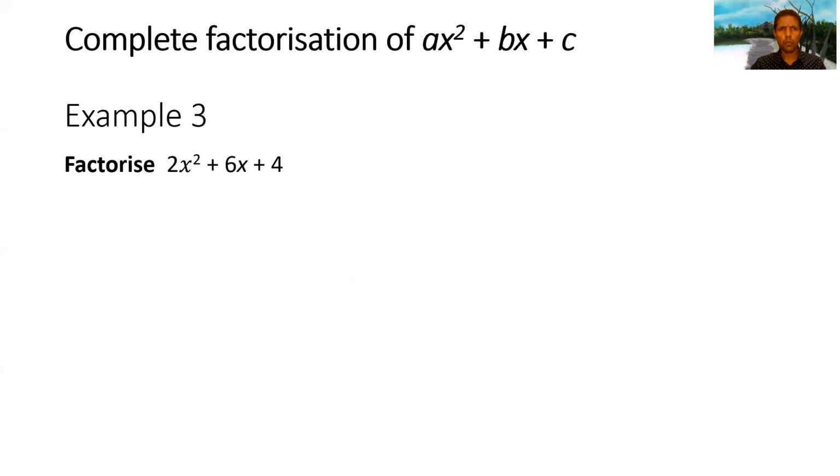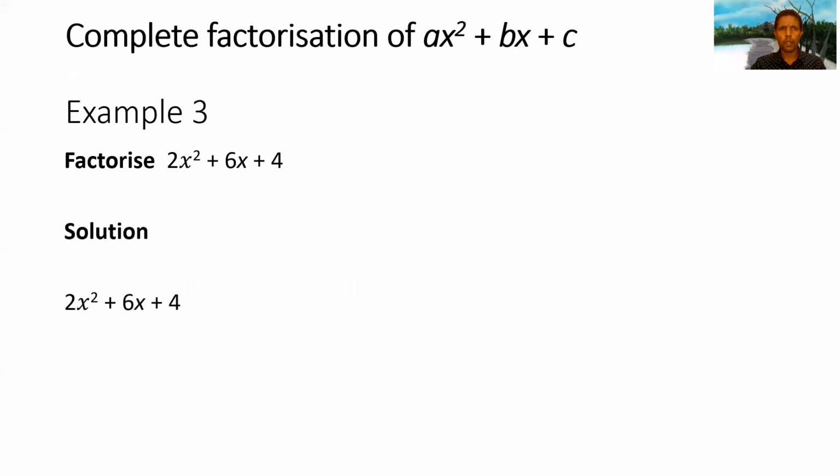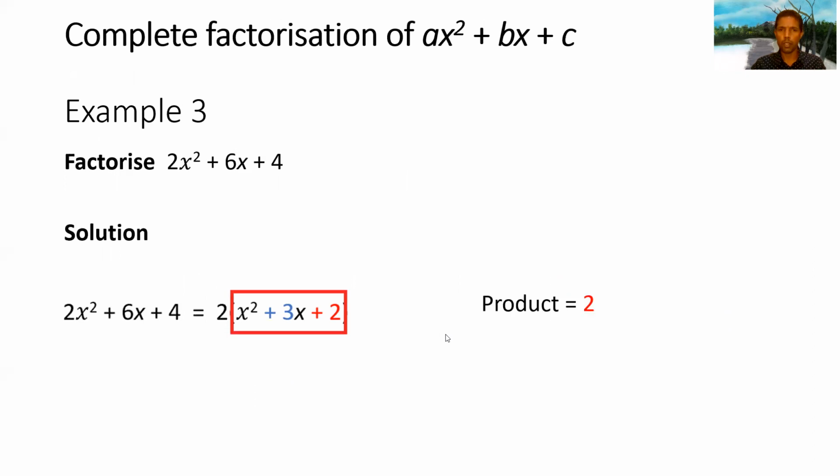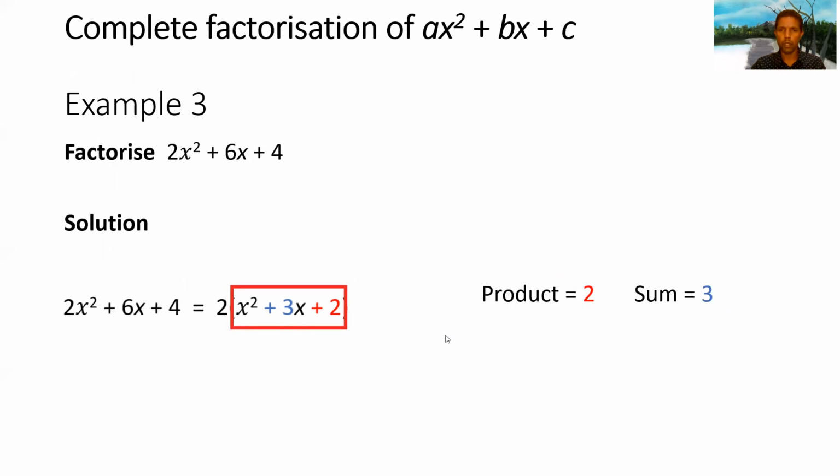Example 3, factorize 2x squared plus 6x plus 4. 2x squared plus 6x plus 4 can be rewritten as 2 into (x squared plus 3x plus 2), as there is a common factor of 2 in each of the three terms. Here, we need to factorize this quadratic expression. Note here, the product is 2 and the sum is 3. That is, we need two factors of 2 whose sum is 3.